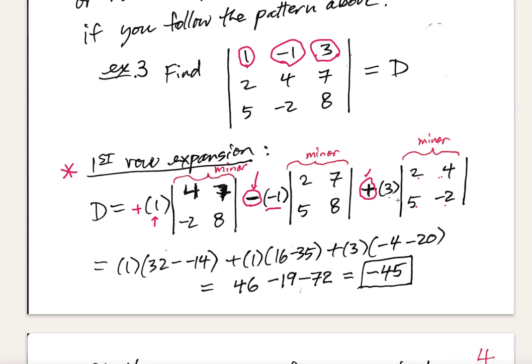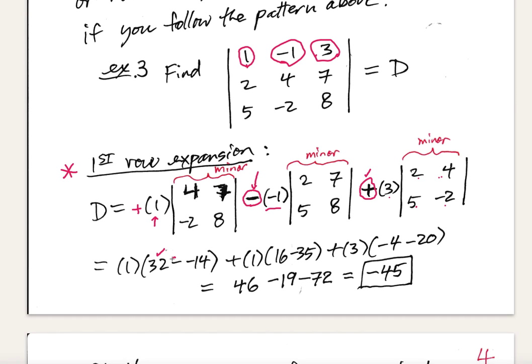Okay? Just compute these determinants the way they are. Okay? So let's do it. I bring down the 1. It's 1 times. Now let's do this. Remember how to compute a 2 by 2. The product of the main diagonal elements, 4 times 8 is 32.